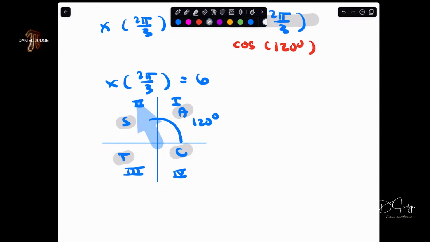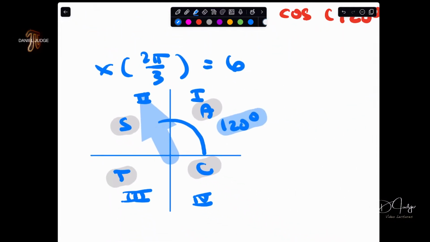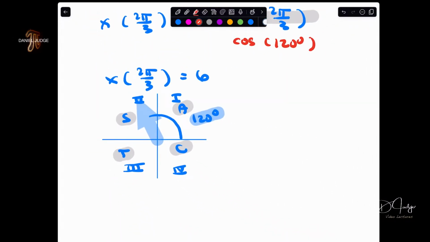And so in quadrant 2 with 120 degrees, sine is positive. That's why we have the S for quadrant 2, which implies cosine's negative. So what we know here is that cosine will be negative. Cosine of 120, I guess I'll write it up here, is a negative value. However, we got to think about the reference angle for the 120 degrees.